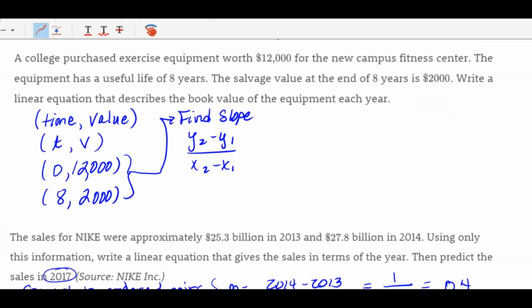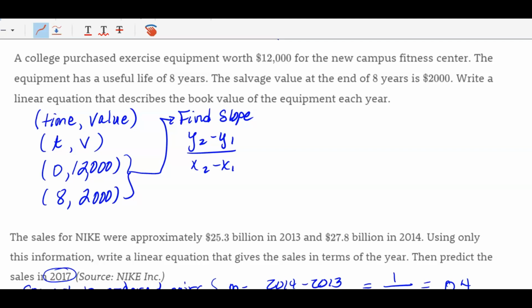So let's take a look at this problem. We have a college that purchased exercise equipment worth $12,000 for a new campus fitness center. The equipment has a useful life of 8 years. The salvage value at the end of 8 years is $2,000, and we want to write a linear equation that describes the book value of the equipment each year. So each year it's decreasing in value, basically like when you purchase a car.